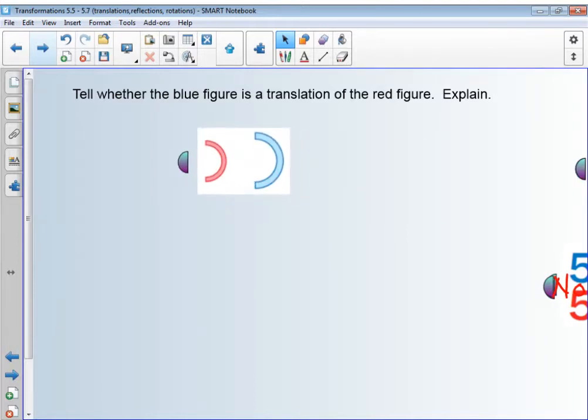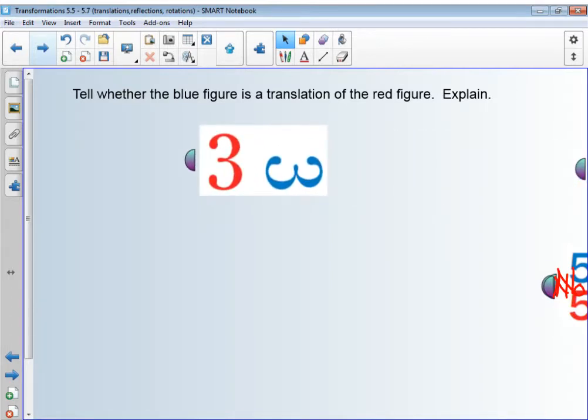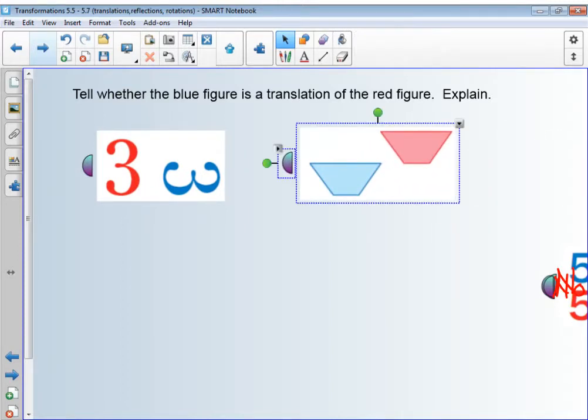Okay, how about this one? On this one, we still have the same shape, but it was enlarged and made bigger. It did slide, but it was made bigger. So this would also be a no because it was made larger. All right, why don't you go ahead, pause your video and do these two to check, identifying which one is a translation, which one is not.